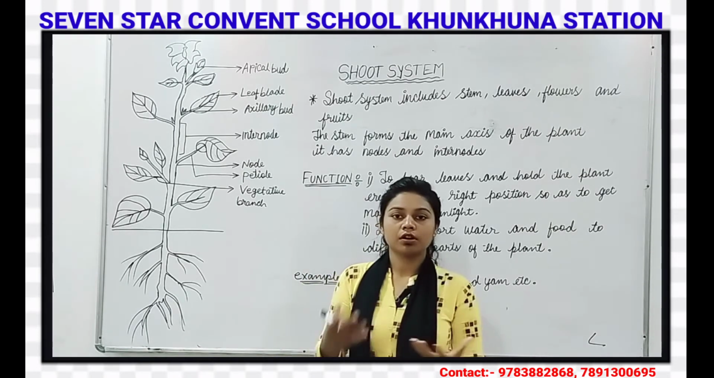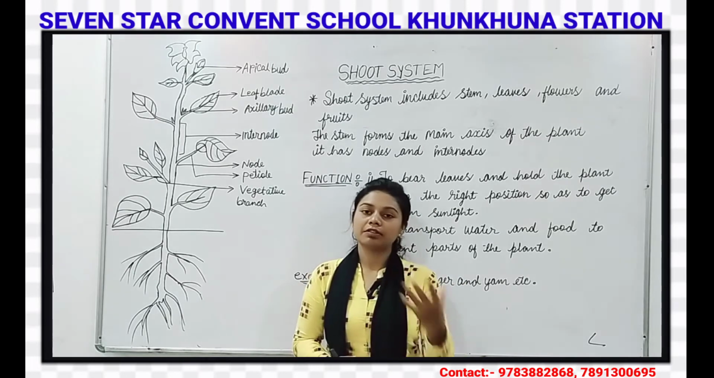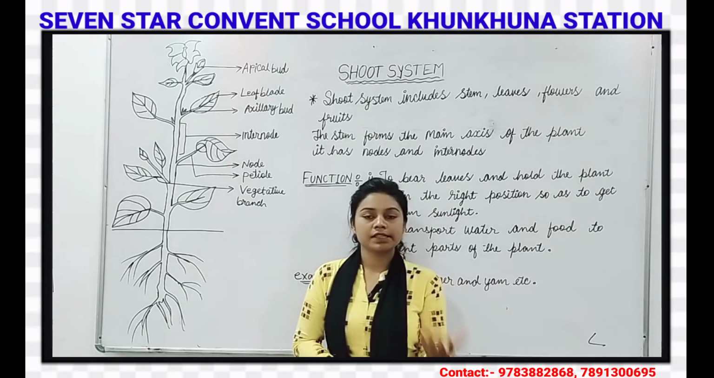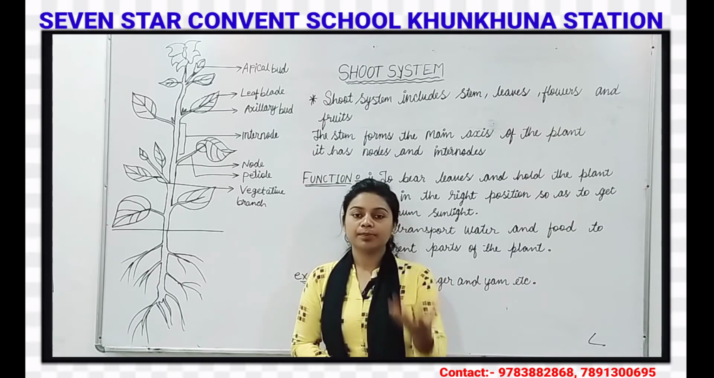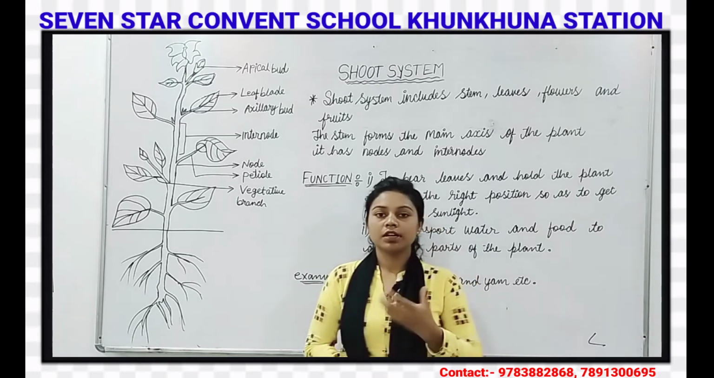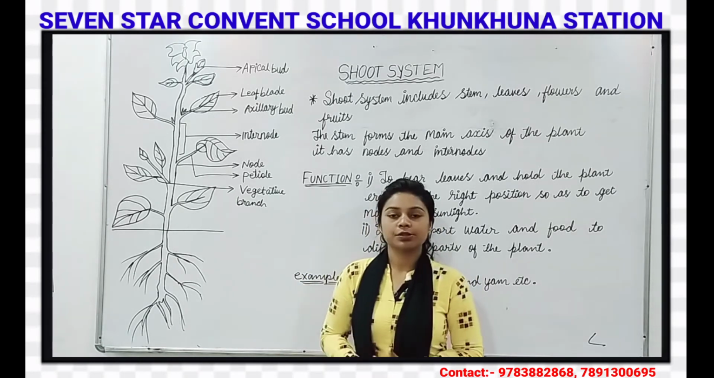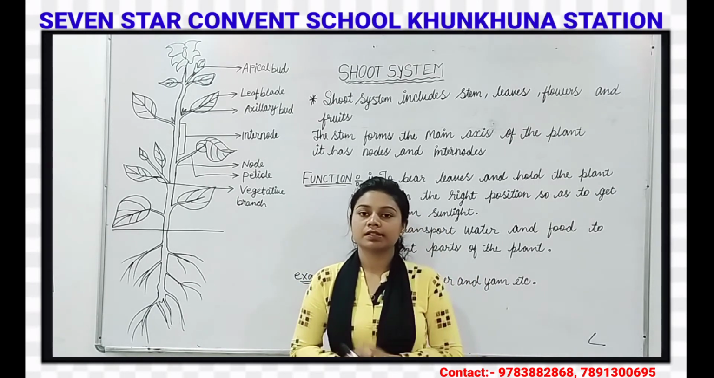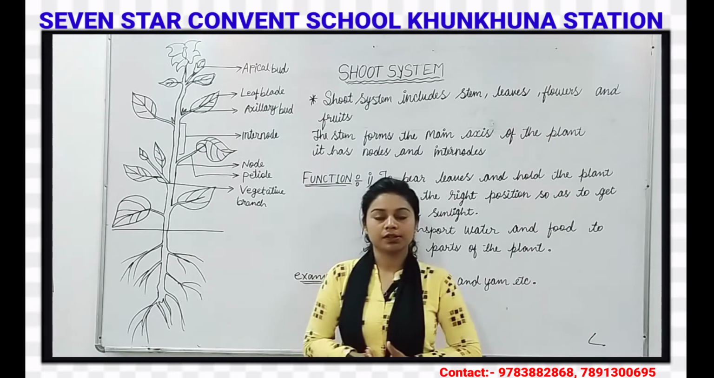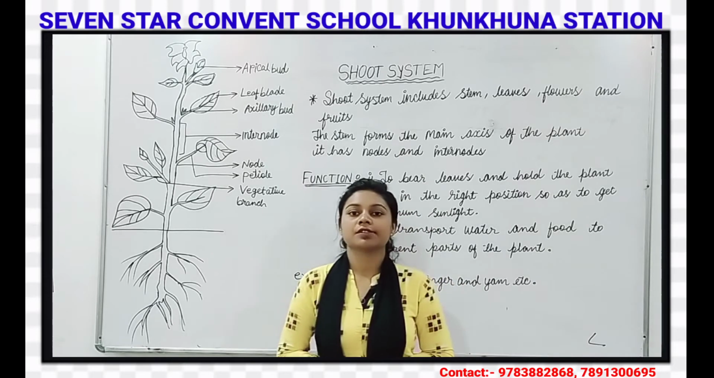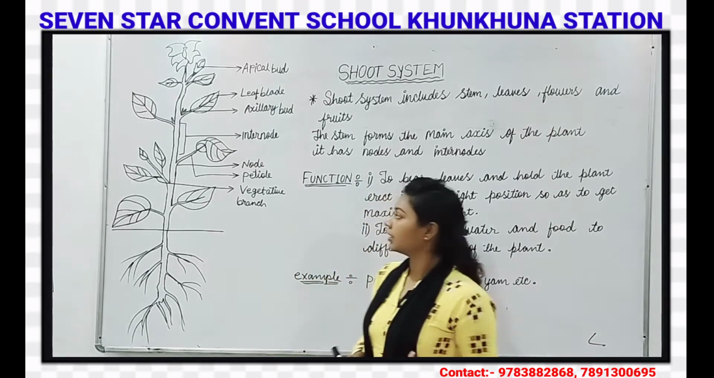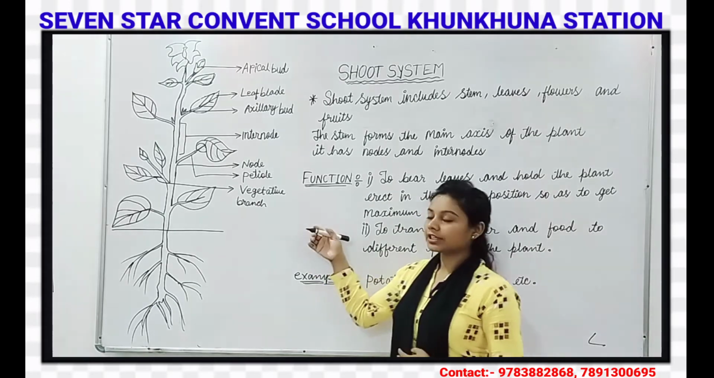If we talk about this flowering plant, we have two main systems. They are the root system and the shoot system. In the previous class we talked about the root system. Today we will talk about the shoot system. This shoot system includes the leaves, stems, fruits and flowers. The root system is found just below the soil. Here you can see the diagram which I have drawn.